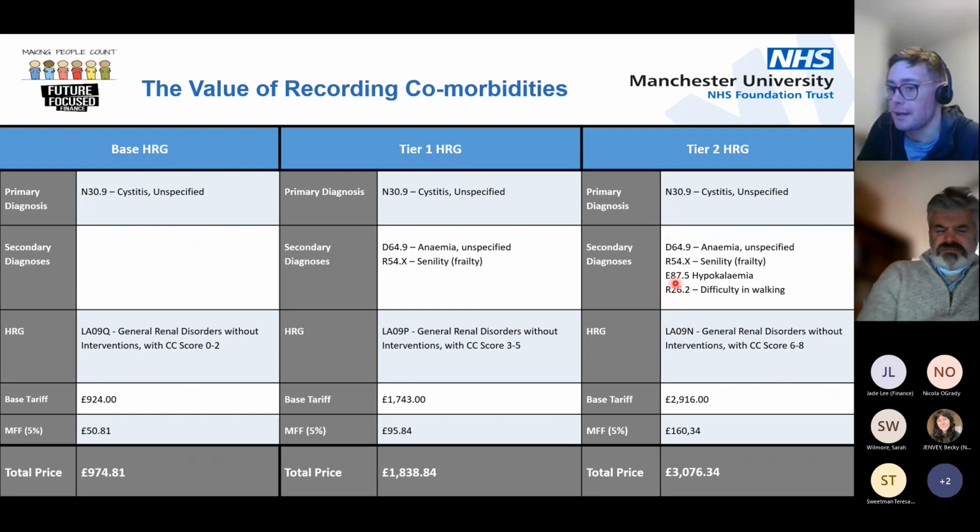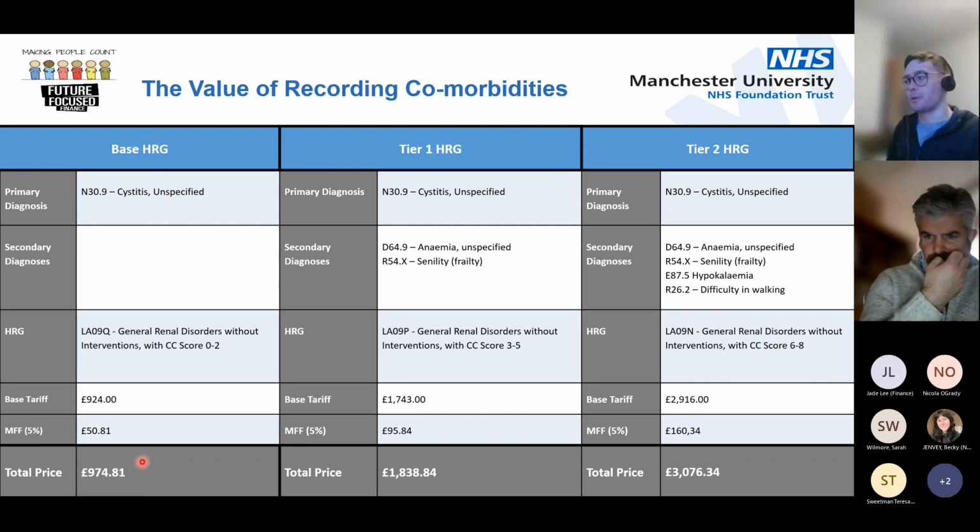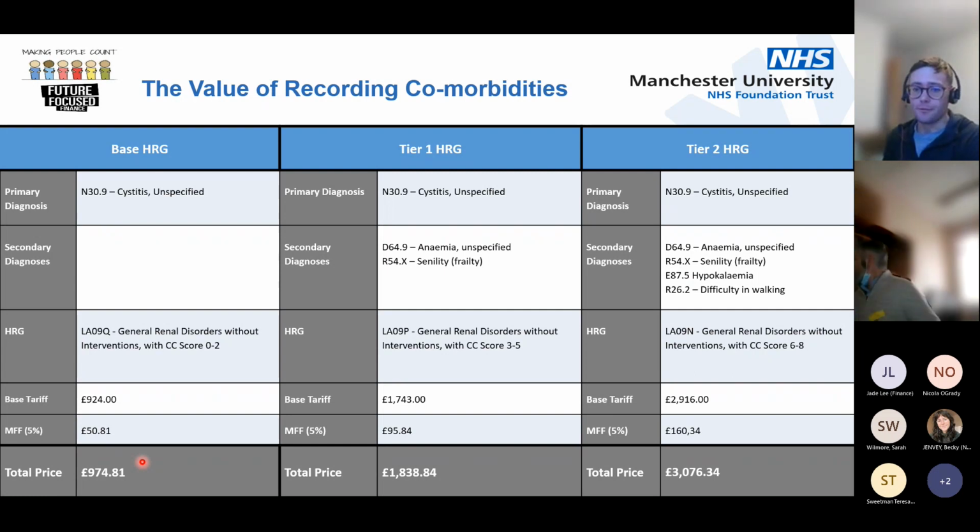This information was always there, because these comorbidities always existed. This is always what it cost to treat the patient. It was always that £3,000 to treat the patient. They were always that poorly. If that information isn't documented in a way that coders can use to assign the appropriate codes, this is the value that will be achieved. This is the tariff that will be achieved. So then we have a problem with safe and sustainable care, because we're only charging a third of the tariff for treating a patient, and that isn't sustainable.